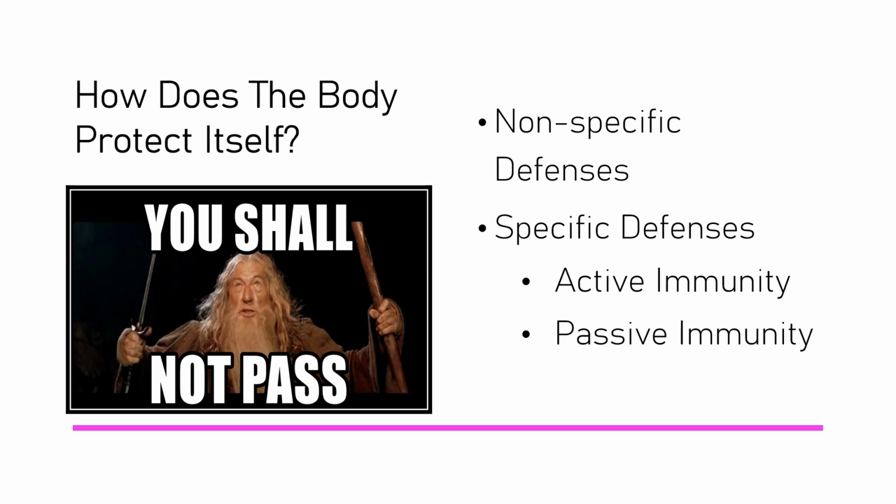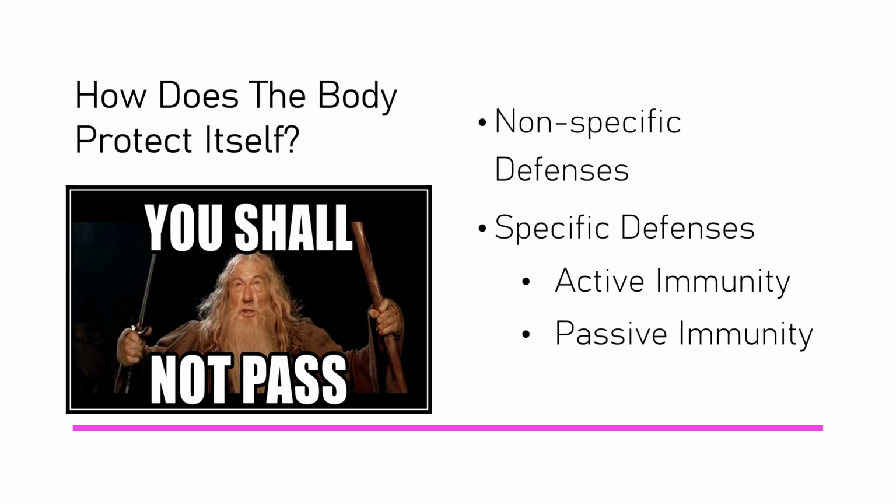A few examples of these barriers include the skin, normal flora that is in the gut and on the skin, stomach acid, and the mucous membranes and cilia in the nasal passageways, which trap small particles. If a microorganism gets past these barriers, it is attacked and destroyed by other parts of the immune system. Specific defenses are those that we think about when someone says immune system.